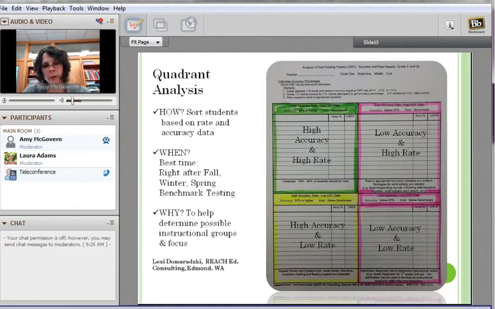And finally, the low accuracy, low rate. Well, those are your red zone kids that really do need extensive, systematic, explicit phonics, lots of carefully chosen text to support their reading because their foundational skills are not established.